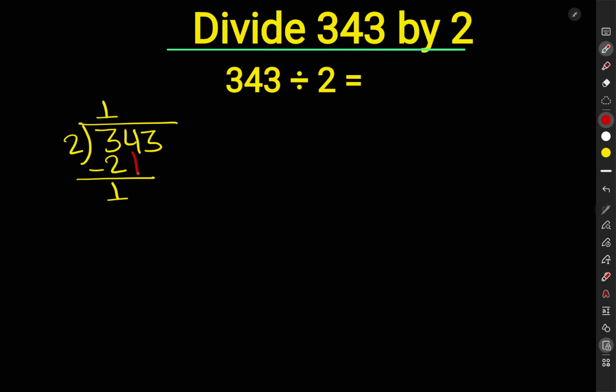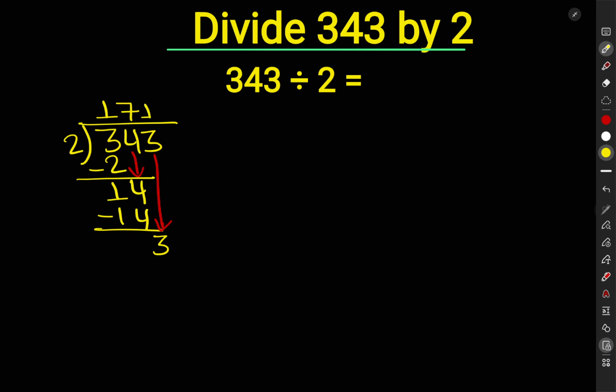So we put down the number beside this 4. So now it became 14 and 2 times 7 means 14. On subtracting we get 0. So now again we put down the number beside this 3 and we remove this 0.